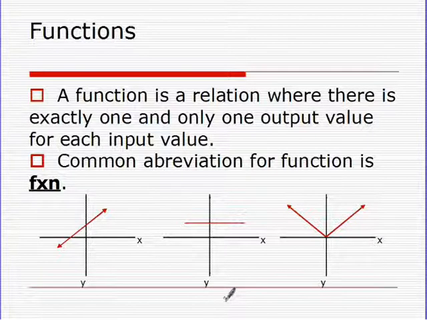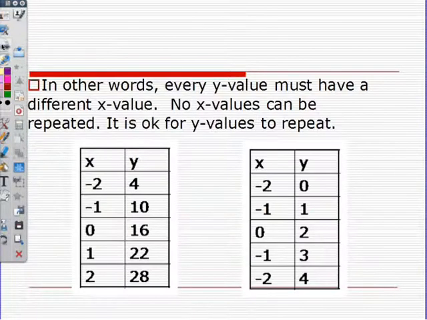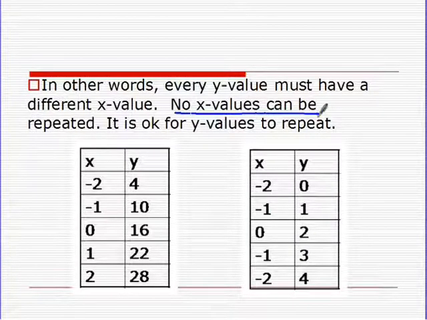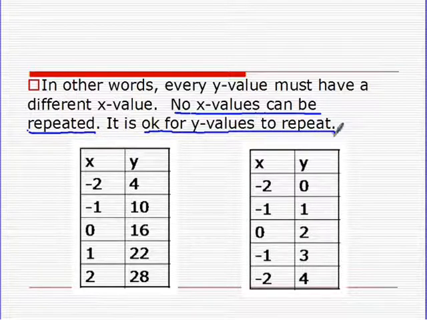All the pictures here are examples of functions, and you can see the abbreviation there, fxn, which we usually use when we're writing the word function, so we don't have to write the whole thing out. I want you to add to your definition, right? In other words, every y value must have a different x value. Here's what I really want you to add. No x values can be repeated. Okay? It is okay for y values to repeat. So in a function, no x values can be repeated. The y values can repeat, but not the x values.